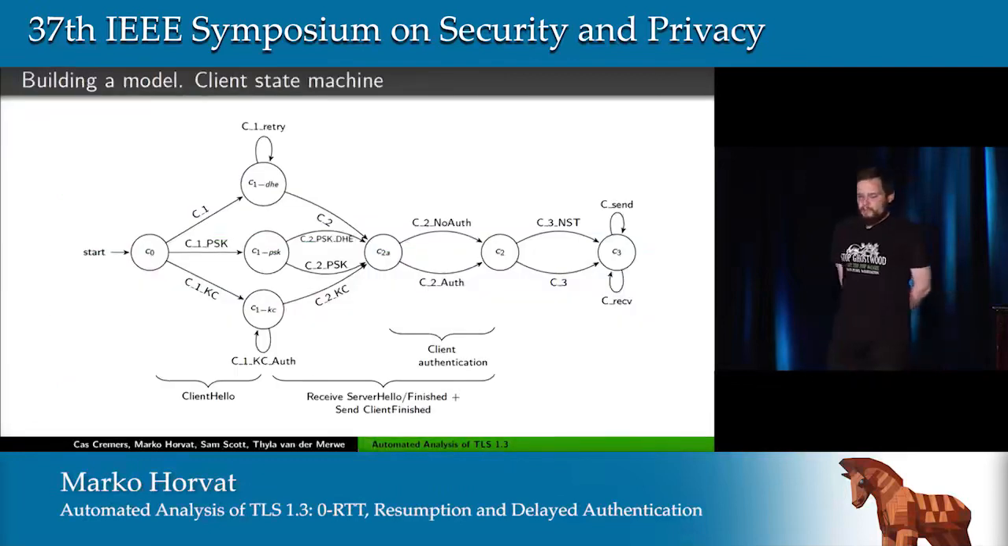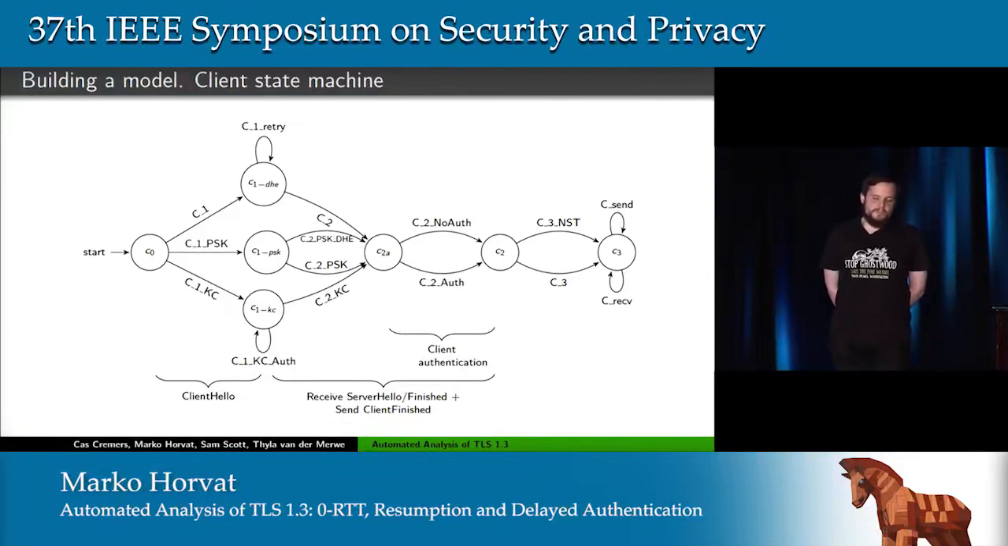When we were building a model, what we first did was infer a client and server state machine from the specification. As you can see here, if you start at the initial state for the client, this is the client state machine, what the client can do is either start a new session by doing the C1 transition, or, on a repeated visit to a server, he can try to initialize a pre-shared key mode, which then branches out into two different modes.